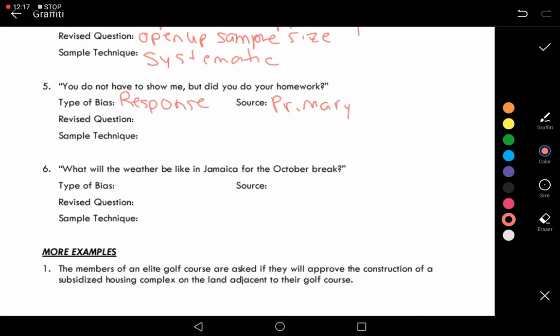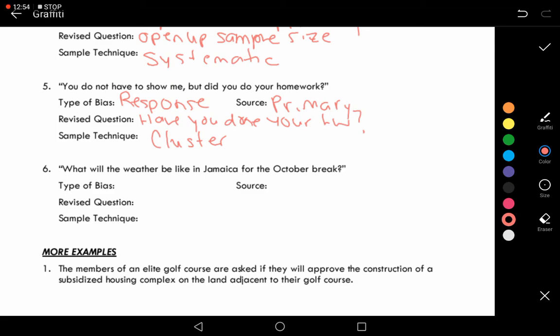And if I were to revise that question, I'm not going to tell you that, right? I'm just going to say, have you done your homework? Regardless if I'm going to check or not, if I say, have you done your homework, you're more likely to tell me the truth. Okay? And a sample technique here, again, you could justify pretty much any of them, but you may want to try that cluster method. Okay, and that means I'm probably going to do the whole class, right, if I were to actually ask this question.